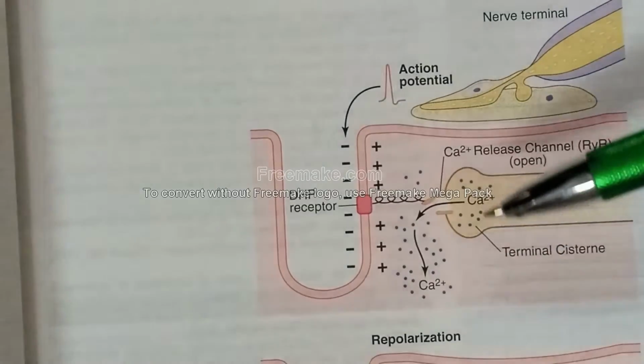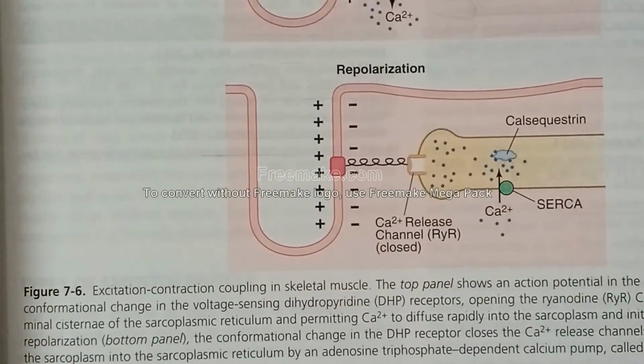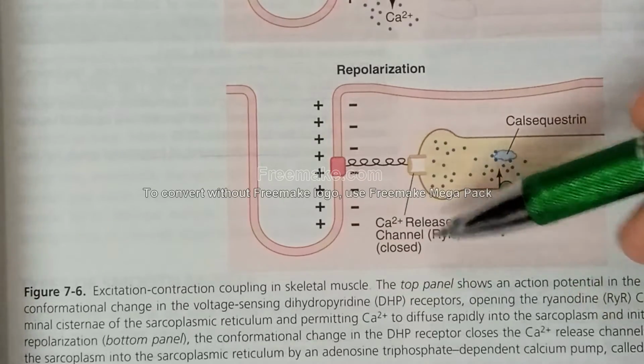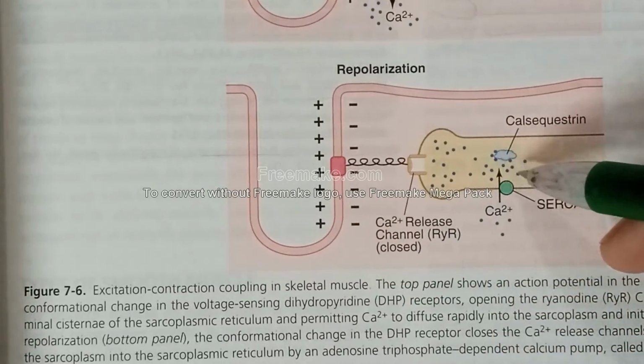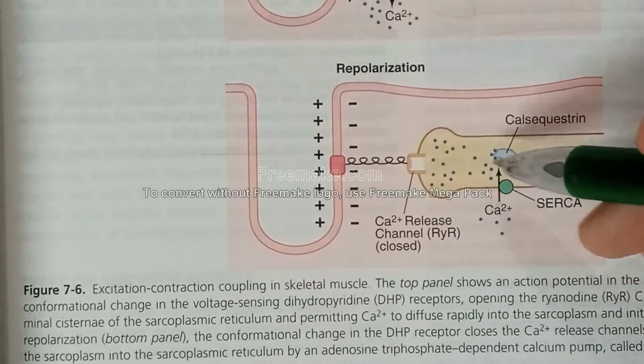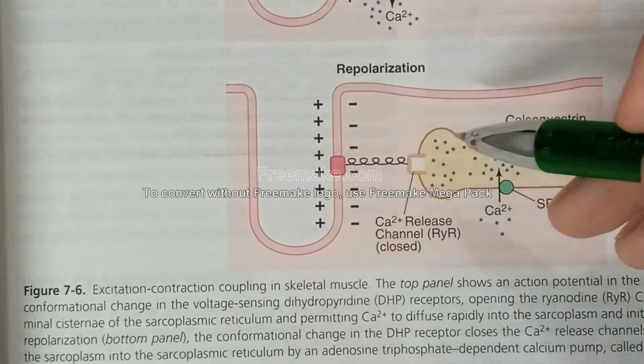of the muscle. Now, once the muscle contraction has run its course and repolarization is about to occur, during repolarization, the calcium in the muscle cytoplasm will be retracted back into the sarcoplasmic reticulum. Now, how does it occur? What is the mechanism of it?